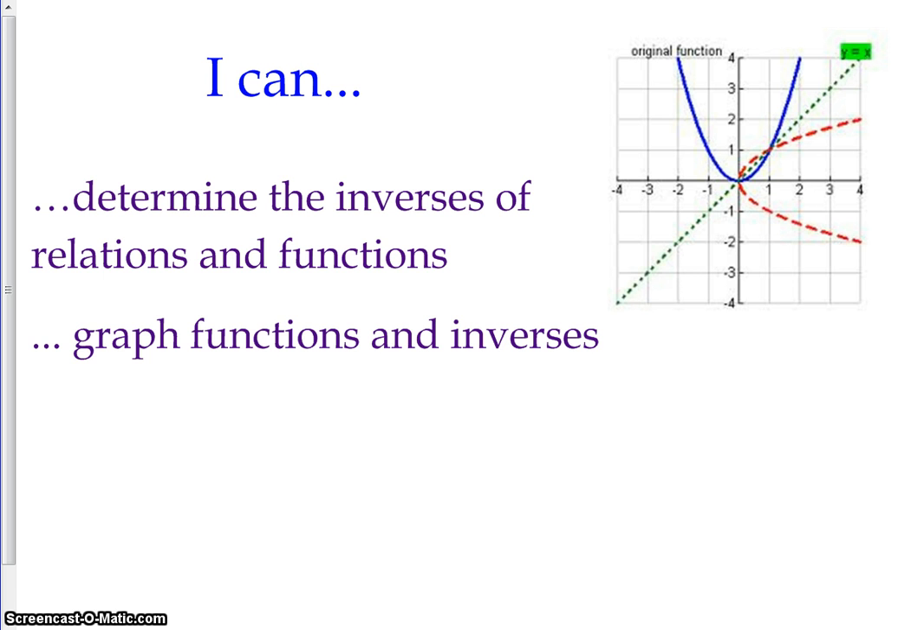Our goals by the end are to determine the inverse of relations and some functions, and graph our functions and our inverses. So here we even have a picture: in blue is a function and in red is an inverse of that function.